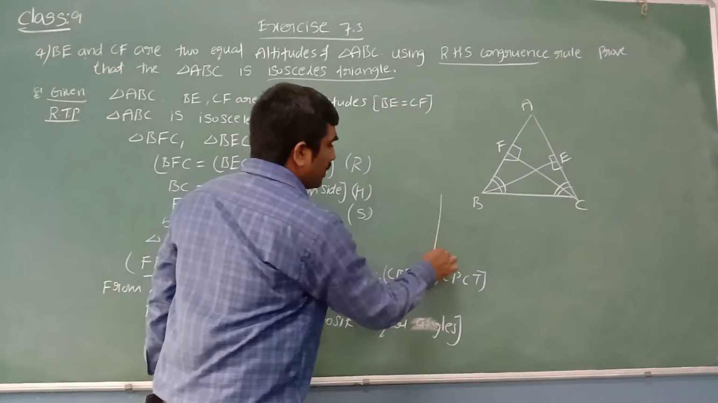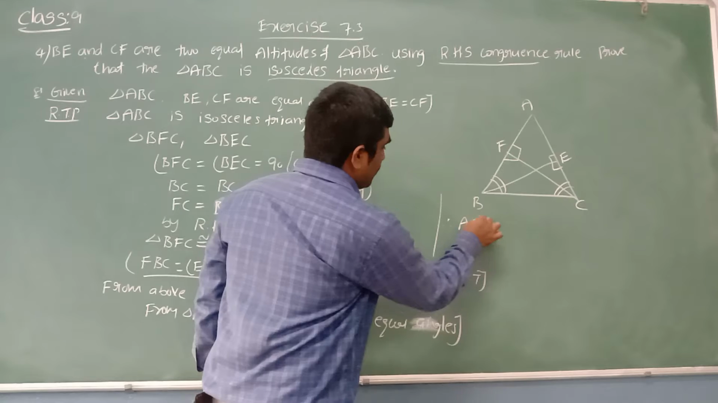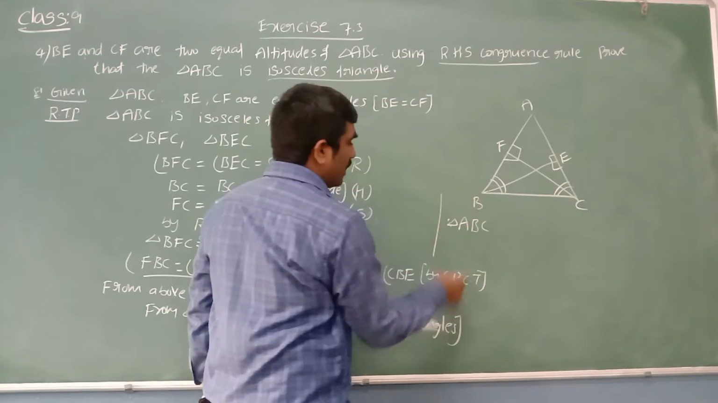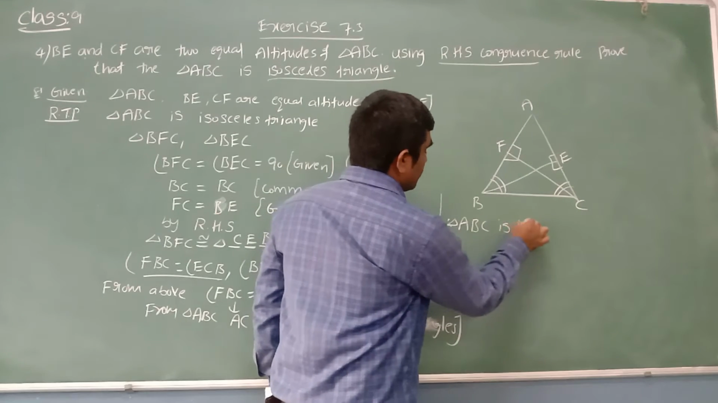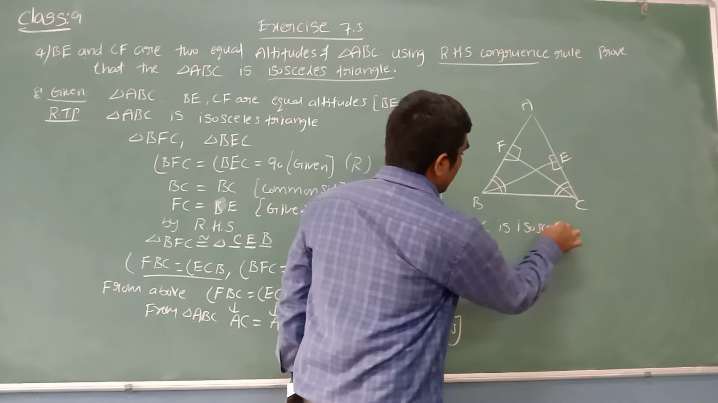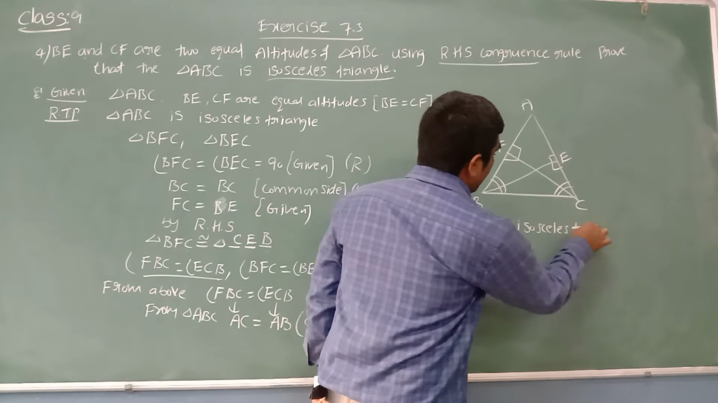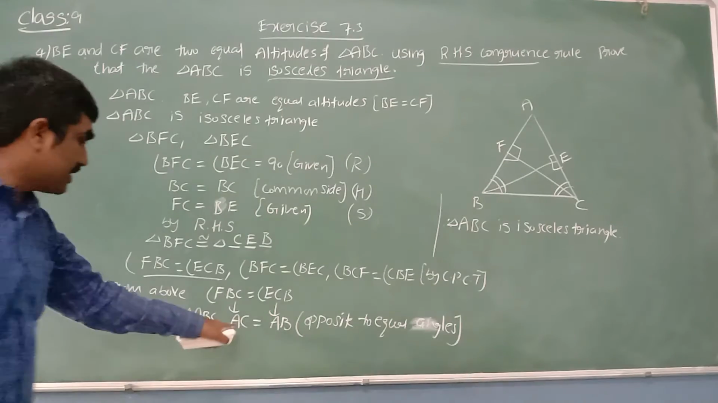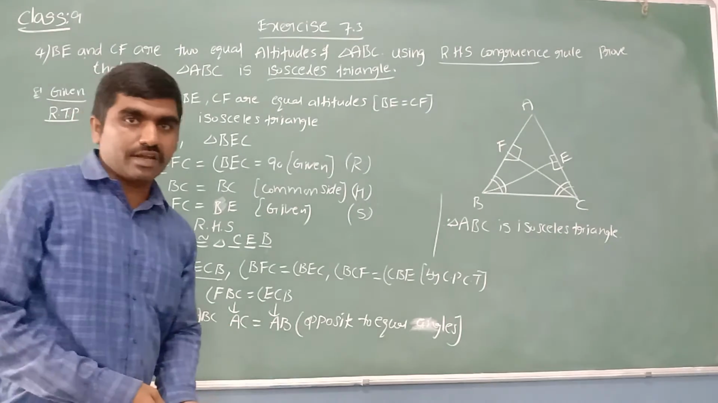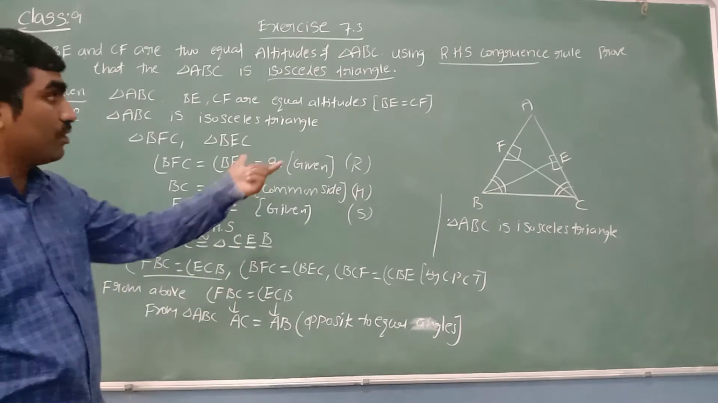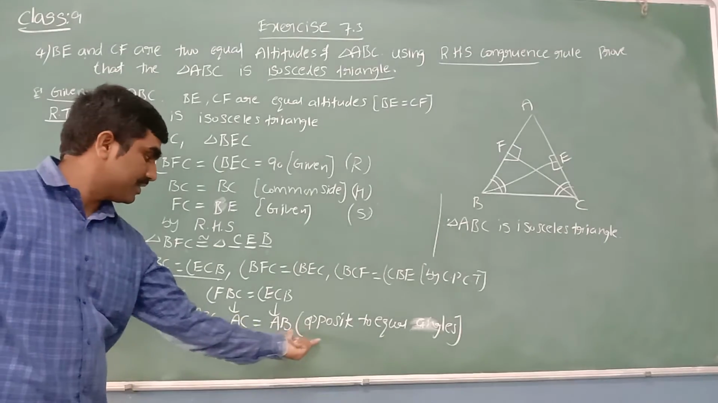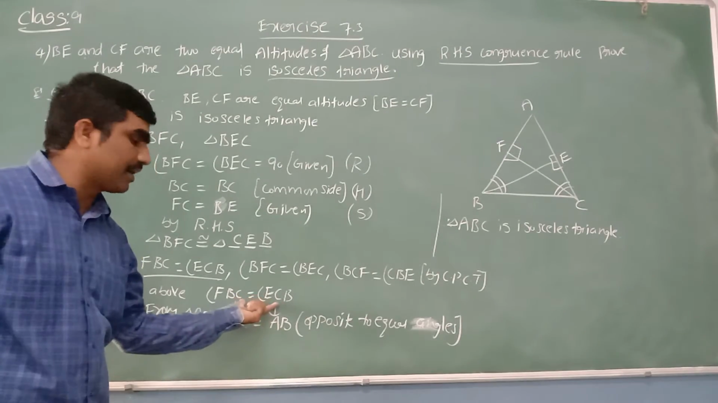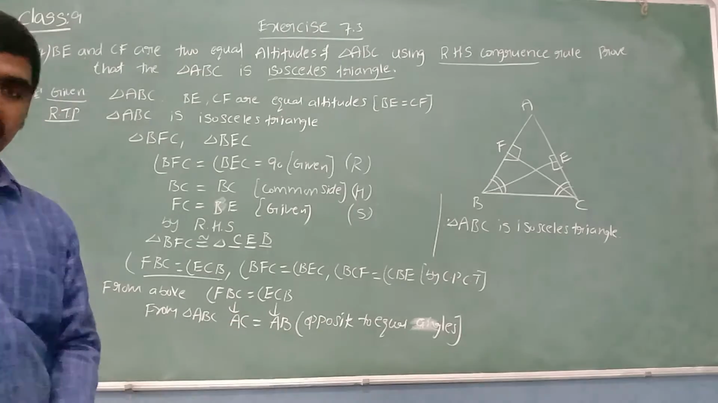So we can now write, therefore, triangle ABC is an isosceles triangle. Why is it an isosceles triangle? We got two sides equal now. Hope it is clear for everyone. We just applied the congruency rule and also applied this condition: sides opposite to equal angles are always equal.